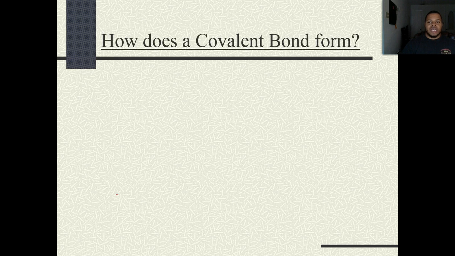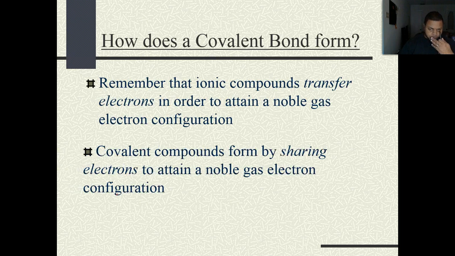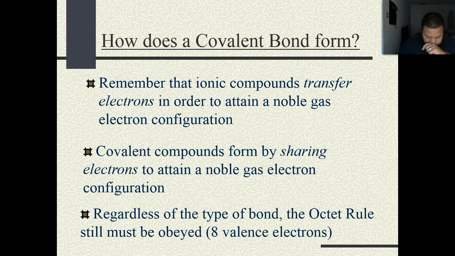Now, how does a covalent compound form? When we looked at ionic compounds, first off, we had the actual transferring of electrons in order to be like the noble gases. Now, we're actually going to look at covalent compounds sharing those electrons to get to that same level. Regardless of whatever situation we're looking at, the goal is still to reach the octet rule. This is going to be our best friend.